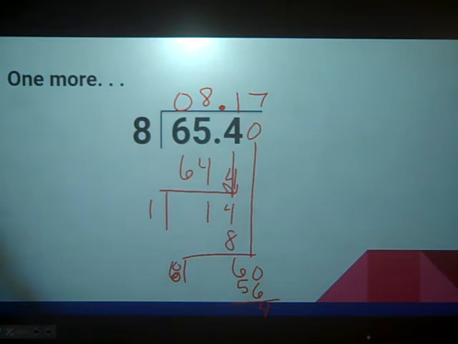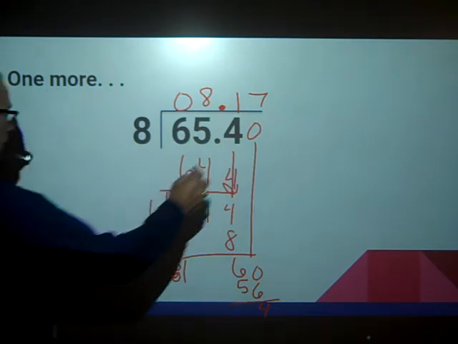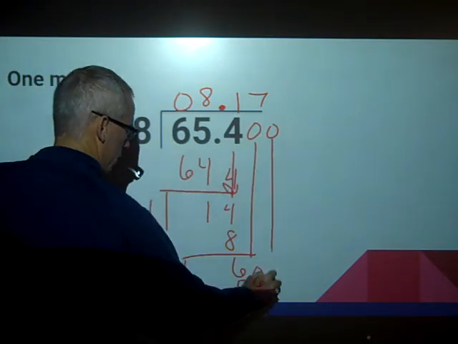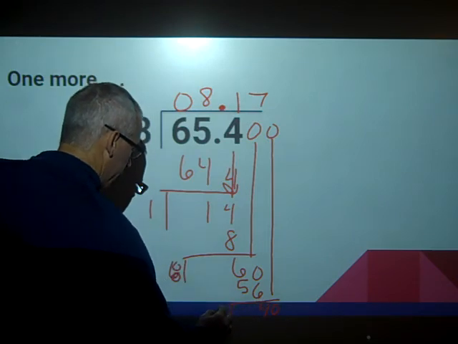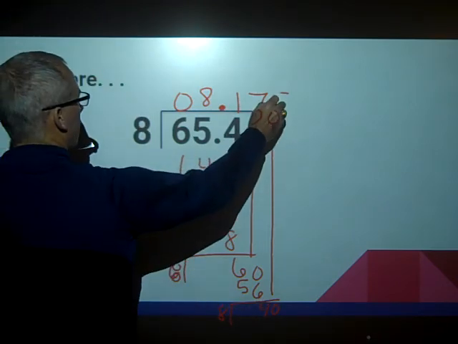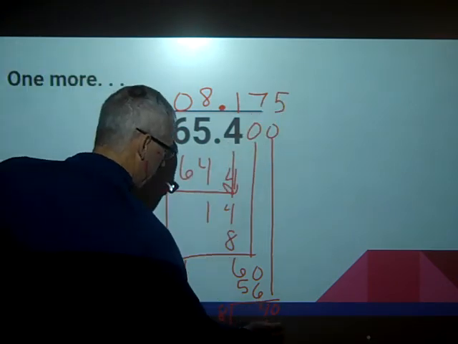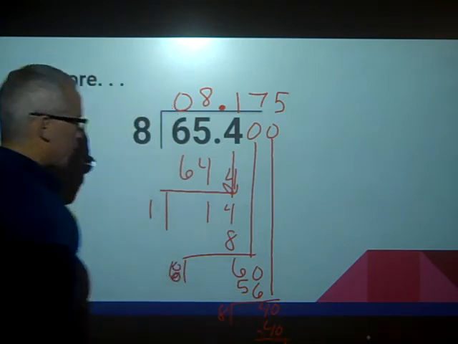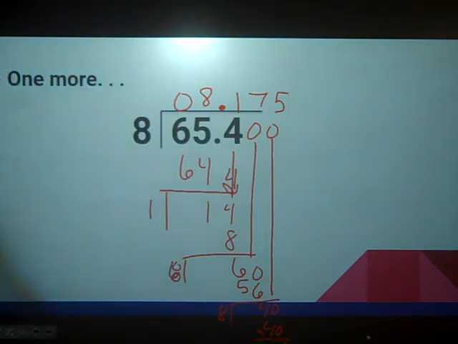Can I have a remainder? Nope. So what should I do? Add another 0. 8 goes into 40 5 times. 8 times 5 is 40. Did my decimal terminate? Yes. My answer is 8 and 175 thousandths. Everybody good with that?